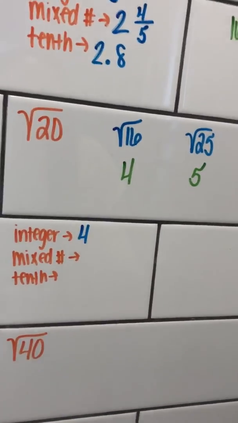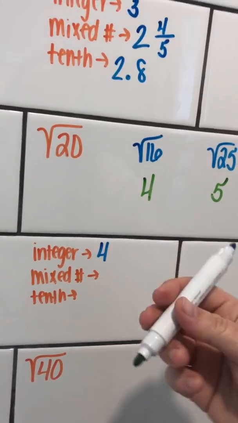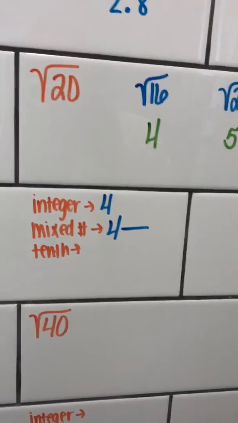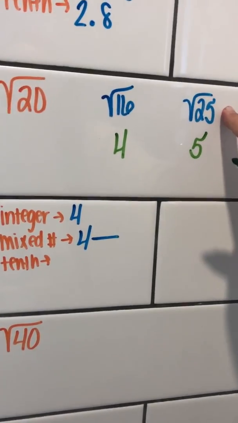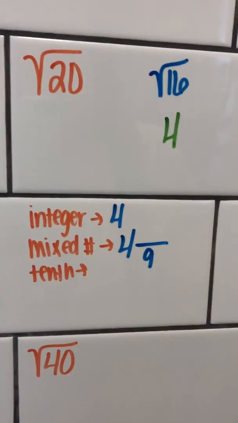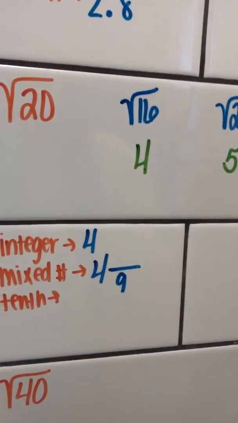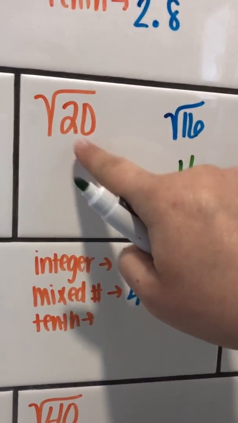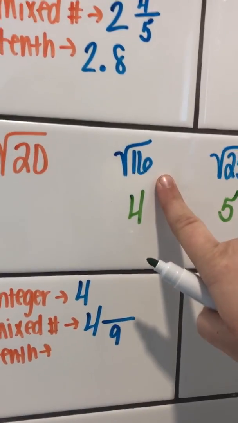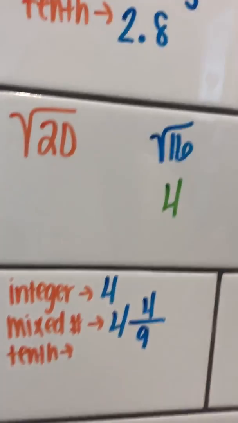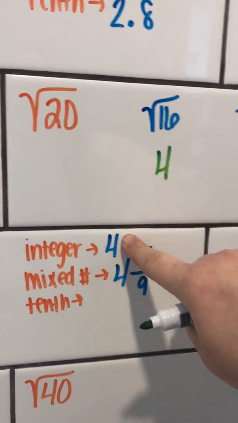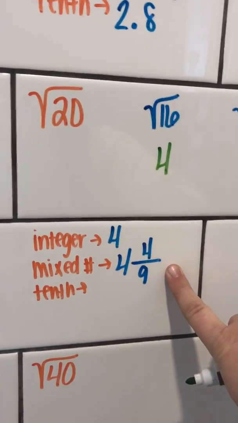Now for a mixed number, I'm going to start with the lower end, and I'm going to use 4. I need a fraction for the mixed number. So I get the denominator by subtracting. 25 minus 16 gives me 9. That's going to be my denominator. My numerator is going to be made up of what am I estimating, 20 minus the lower end. 20 minus 16 gives me 4. So I know the square root of 20 is about 4. Getting even more specific, 4 and 4/9.